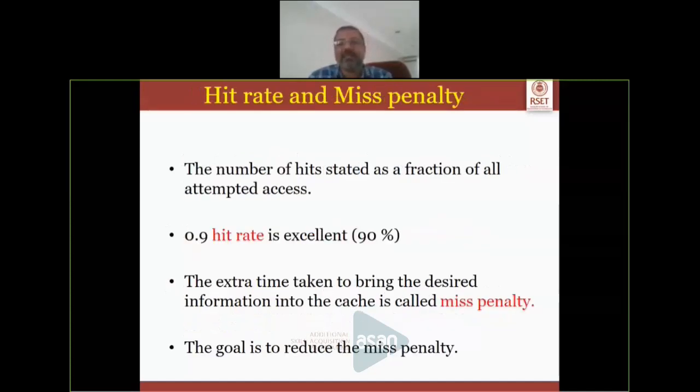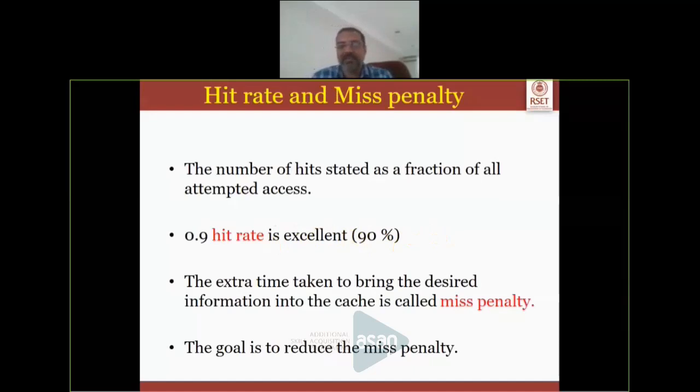Now, hit rate and miss penalty. We know what a hit is and what a miss is. The extra time taken to bring the desired information to the cache is the miss penalty. Hit rate: if everything asked by the processor is there in the cache, it's very good. But normally that won't happen. So we can calculate the hit rate also: the processor asked for this many, and this many were there. If it is 0.9, that is 90%, that is excellent.